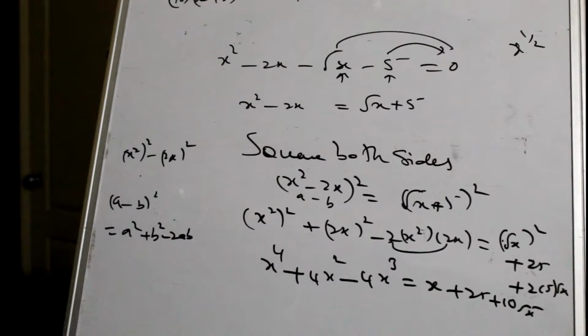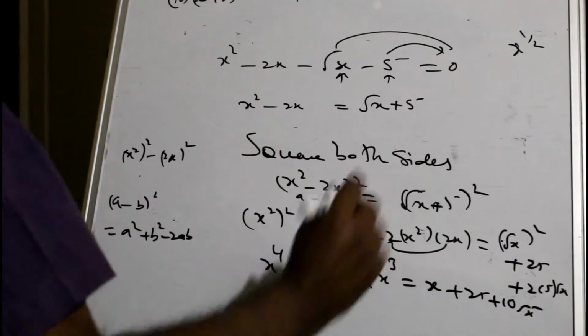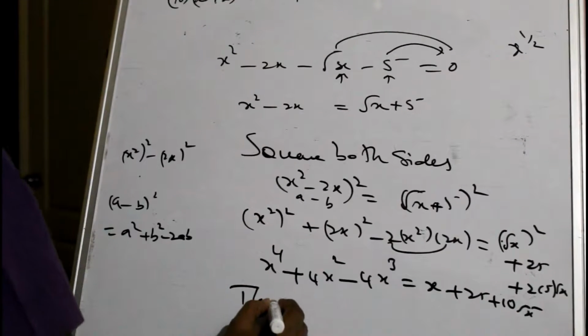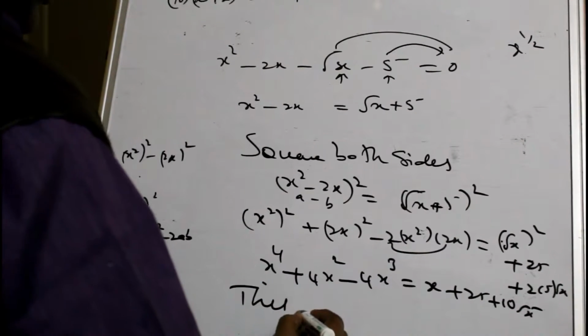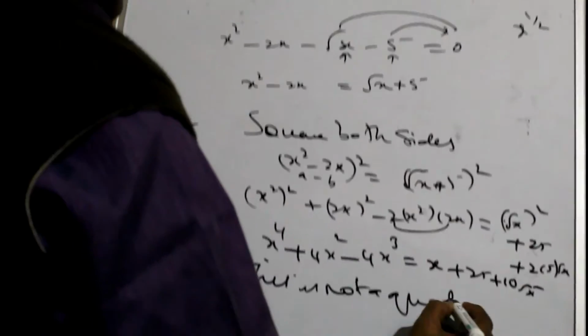Again the root x is present. Already x power 4 has come. So this goes beyond it. This is not a quadratic equation.